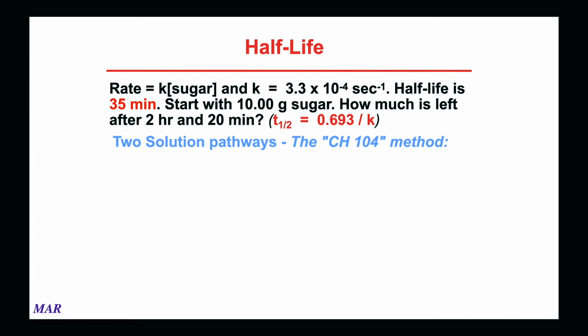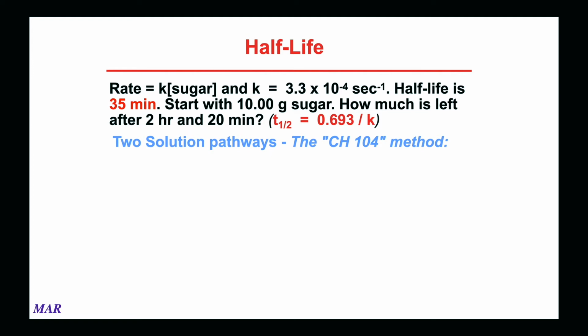So without further ado, we're back to the example, rate equals k times the sugar, k is 3.3 times 10 to the minus 4, and we saw that the half-life is 35 minutes. So let's say that we start now with 10 grams of the sugar. We want to know how much is left after 2 hours and 20 minutes. Okay, no problem. And remember, half-life is 0.693 divided by k.